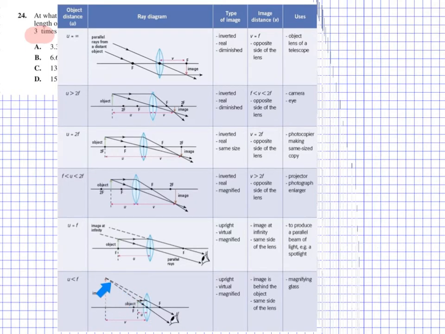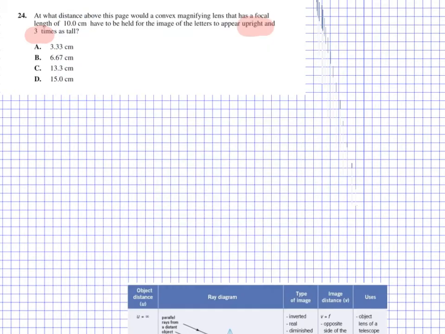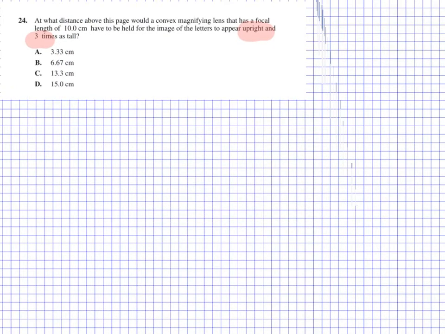These dashed lines come backwards on the same side of the lens as the object, and now we produce a virtual image over here that's magnified and upright. And that's the condition that we need to be in for our question. We need it to be upright and 3 times as tall.